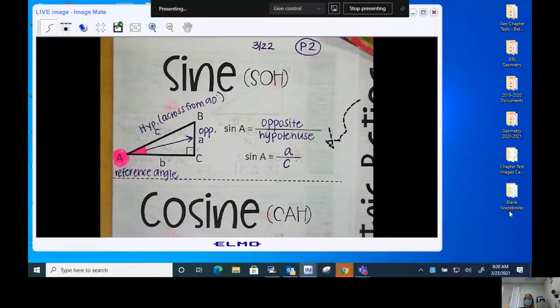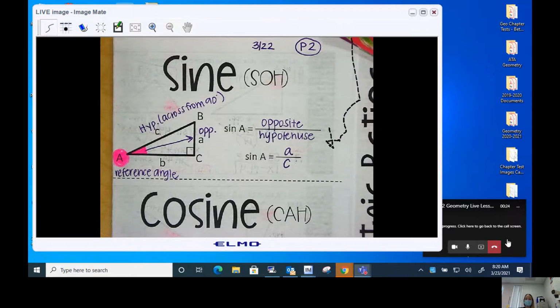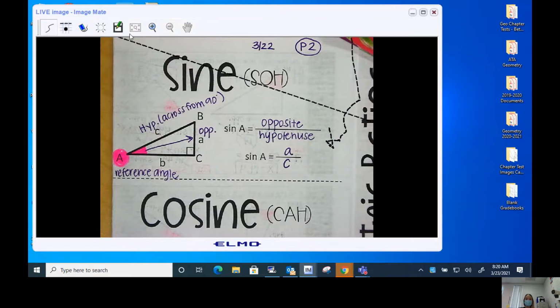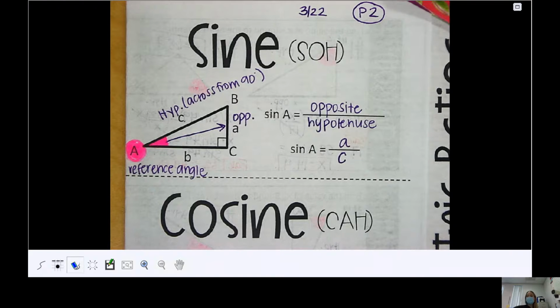3 different ratios that helped us solve for some unknown side lengths. Whoa, buddy, I don't know what is happening there. Sorry.